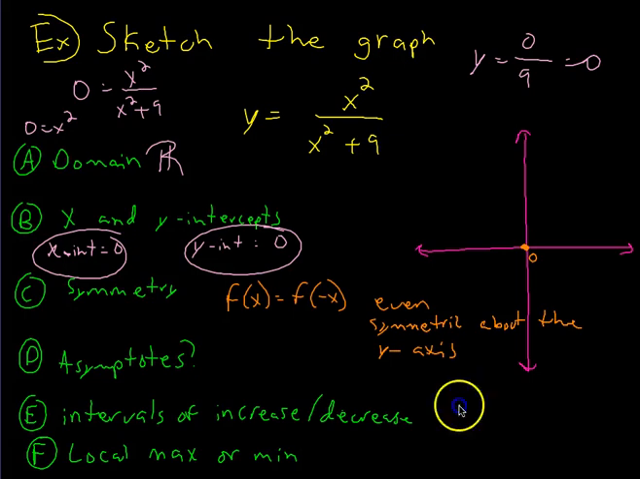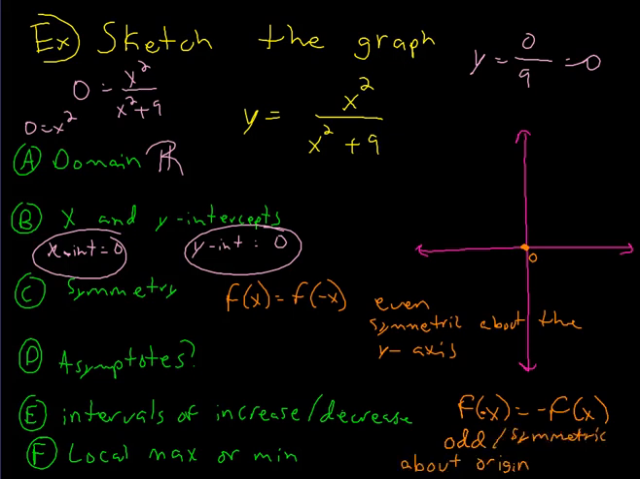And if f of negative x equals negative f of x, then it's odd, and it's symmetric about the origin. So an odd function means it's symmetric about the origin. Basically, that means if you rotate it 180 degrees, you get the same picture.